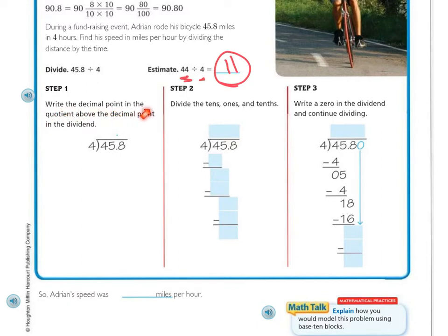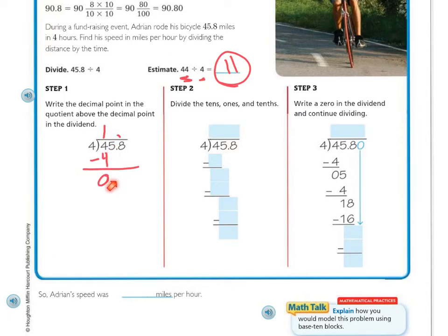Let's write the decimal point in the quotient above the decimal point in the dividend. So my decimal point is right here, and it's going to go right above. Now I have 4, and 4 can go into 4 one time. Make sure you line it up underneath the 4. 4 times 1 is 4. I subtract that and I get 0.